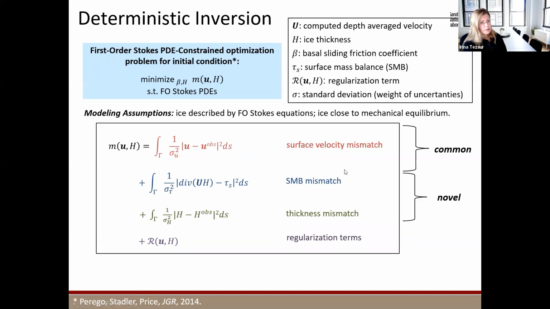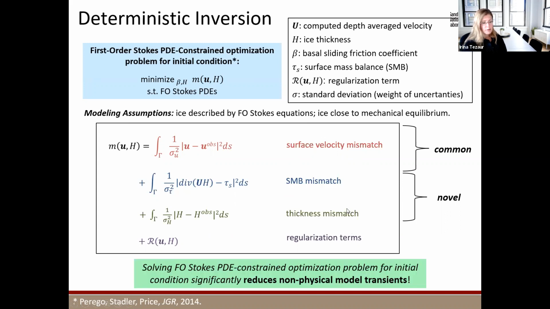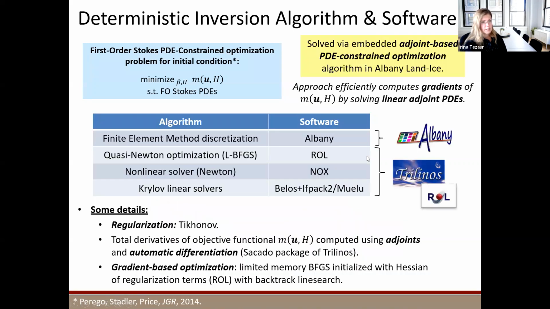So we have three terms here: surface velocity mismatch, surface mass balance mismatch, and thickness mismatch. The addition of these two terms was something new that we came up with as a part of this project that improved the results. So that was another new algorithmic aspect here, this formulation and ways to solve this, and the resulting initial conditions and results we got from this formulation. And this has the effect of significantly reducing the non-physical model transients. So that's really important for this.